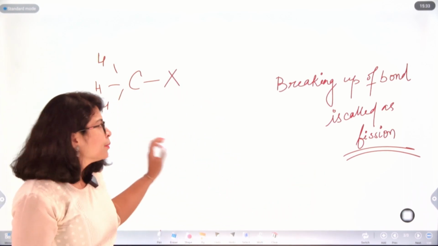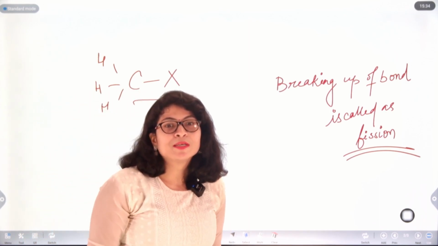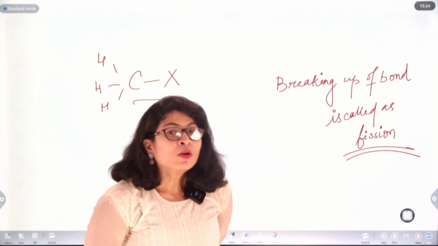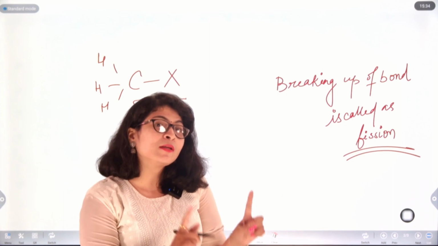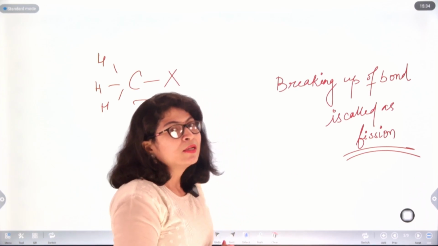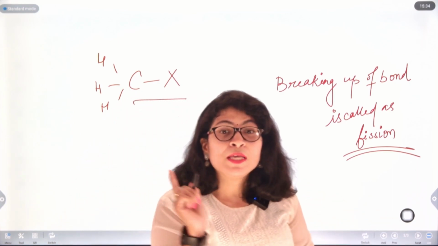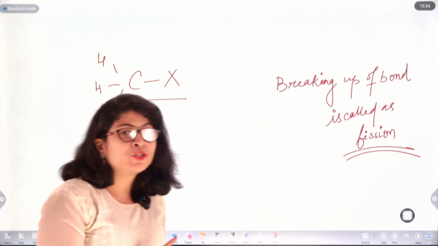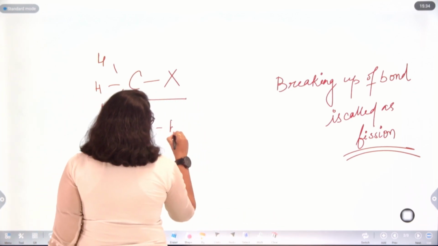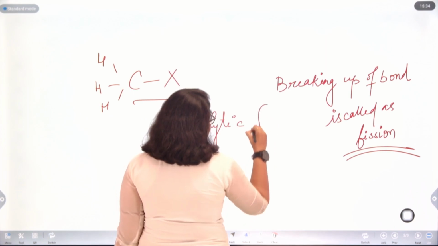Same here, suppose carbon and this atom are holding the bond together. The bond is the chocolate for them. Now, if one of them becomes stronger, then that particular atom will move out with the pair of electrons. In that case, the fission which has occurred is not occurring uniformly, not occurring equally. That kind of fission is called heterolytic fission.